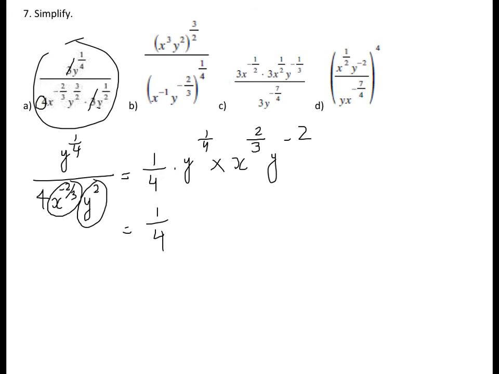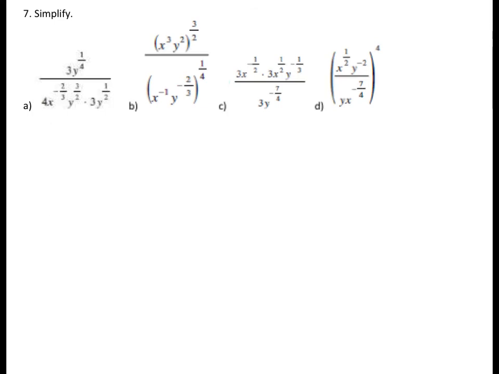Now, since the y's have the same base, I can add the exponents. So 1 over 4 minus 2. Let's see what is 1 over 4 minus 2. I can write 2 as multiply by 4 divided by 4. So I get 1 over 4 minus 8 over 4, which is minus 7 over 4. So it's minus 7 over 4 times x exponent 2 over 3. And I can't go any further because x and y are different bases.